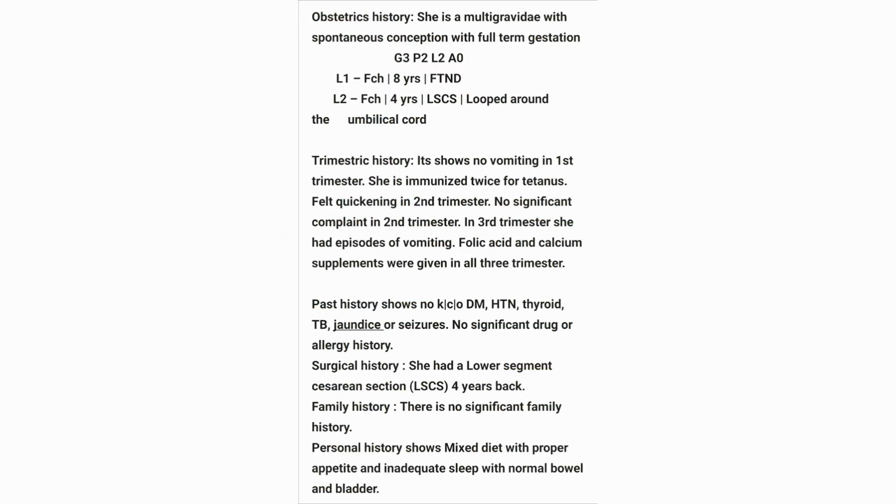Now following, we'll write the obstetric history: she is a multigravida with spontaneous conception with full term gestation. Then we'll write the obstetric formula, that is gravida 3 parity 2 L2 A0. Live 1 is a female child of 8 years by full term normal delivery. Live 2, female child 4 years by lower segment cesarean section, which was done because the baby was looped around the umbilical cord.